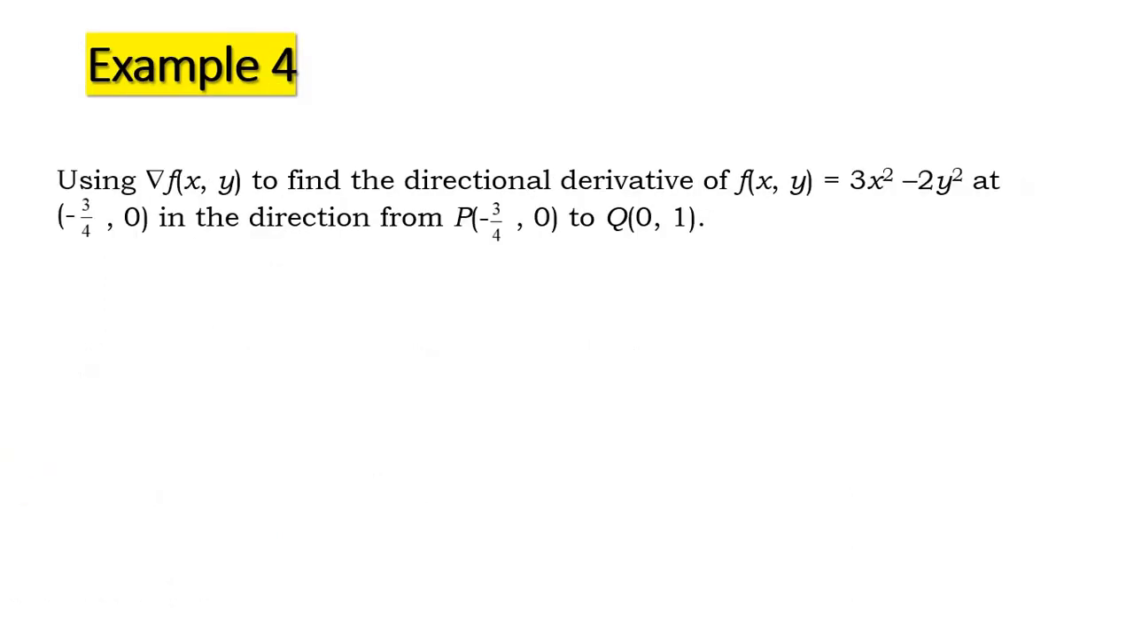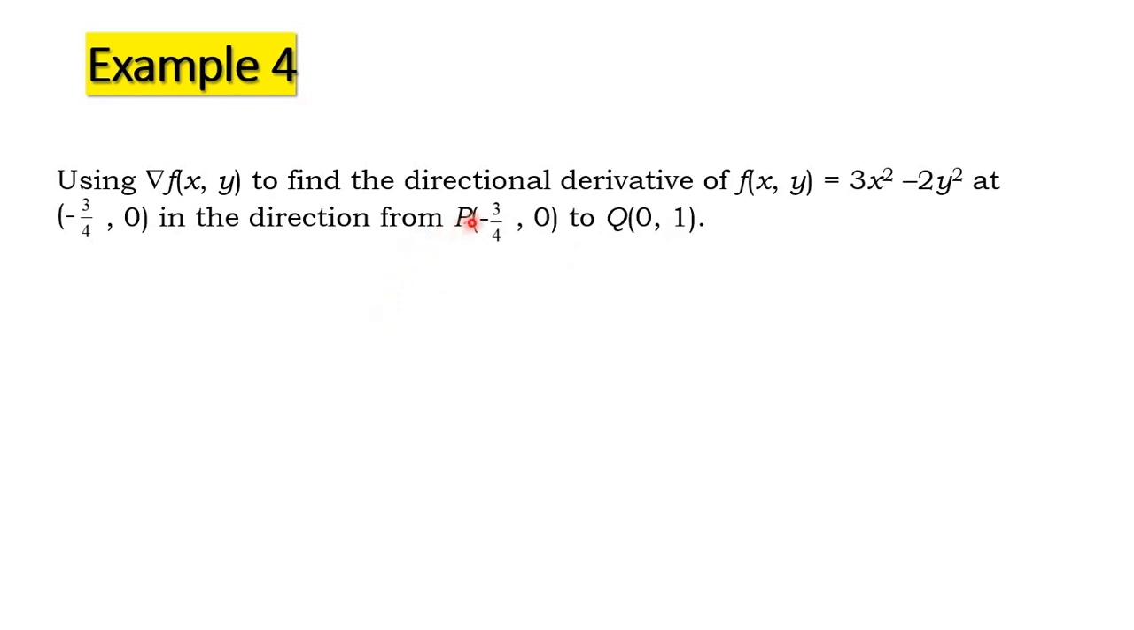Example 4. Using the gradient vector, nabla f(x,y), find the directional derivative of f(x,y) equals 3x squared minus 2y squared at the point (-3/4, 0) in the direction from P(-3/4, 0) to Q(0, 1).